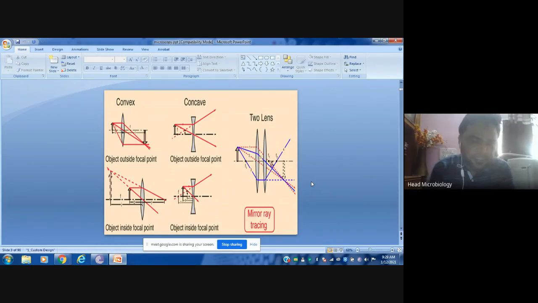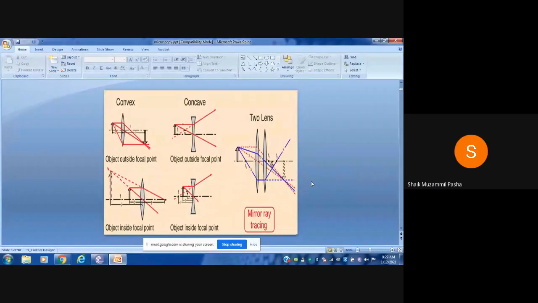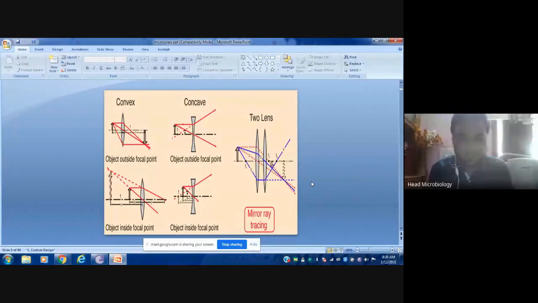To overcome these aberrations, we have special types of lenses, Huygens lenses and Ramsden lenses. Have you studied them or not? No, sir. Are they there in your physics? Huygens lenses, Ramsden lenses. Now, I am still teaching physics only, not microbiology. See, I'll explain it to you with the image.